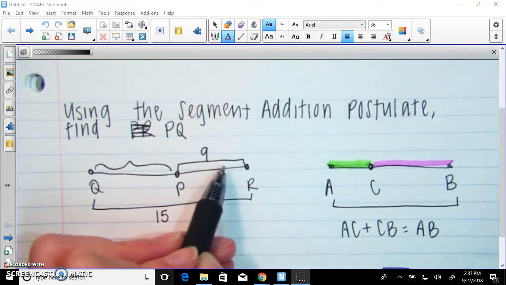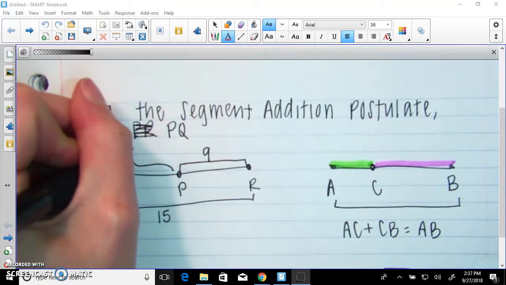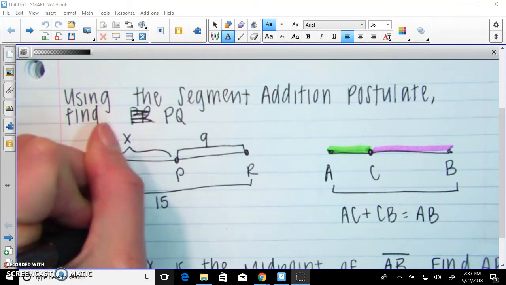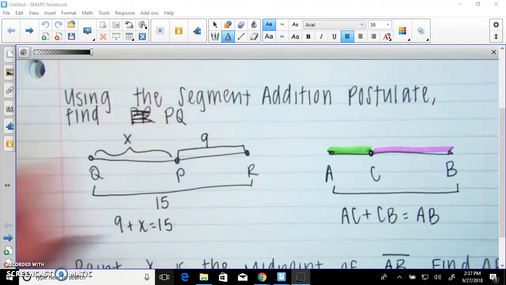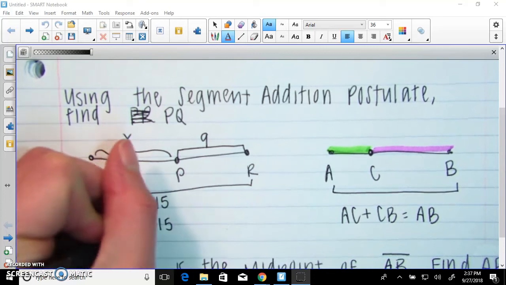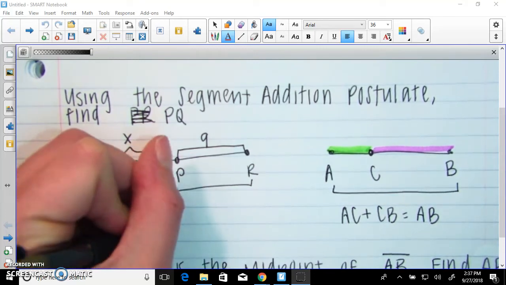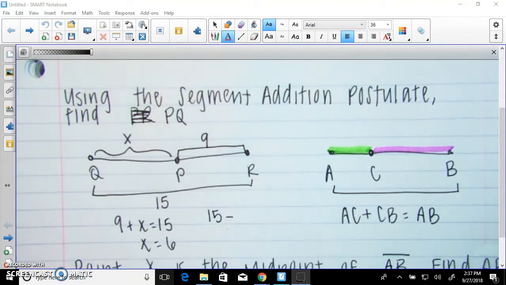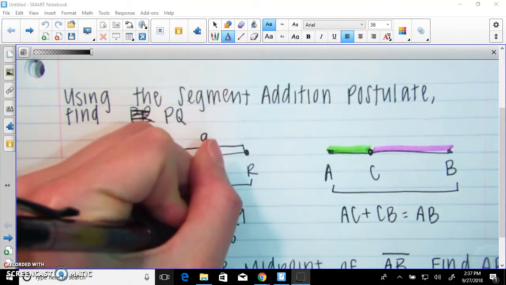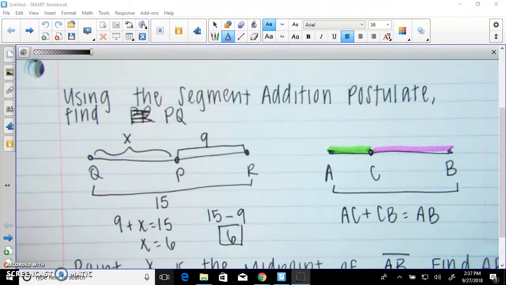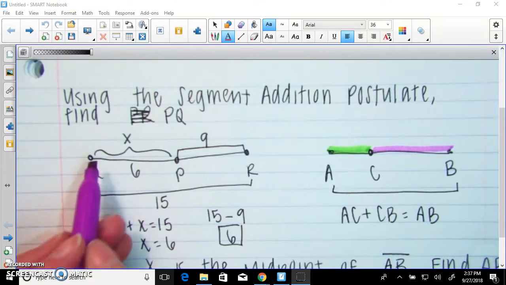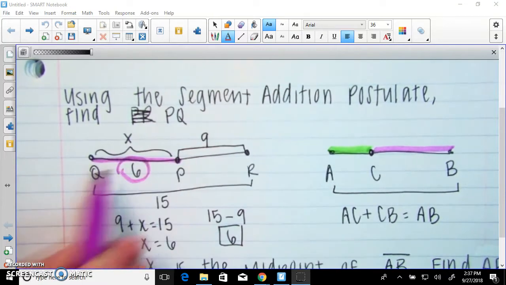Well, 9 plus whatever this number is should give me 15. So I can do one of a couple things. I could say 9 plus x equals 15 and subtract 9 from both sides and find that x equals 6. Or we could just say that the whole 15 take away 9 will leave us with a remainder of 6. So either way you do it, you're going to find that the length of QP is 6. So we would say QP equals 6 or PQ equals 6.